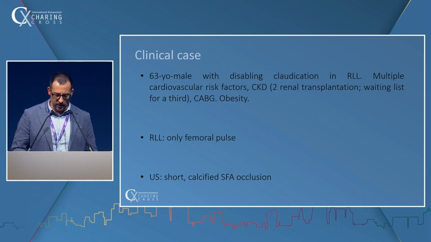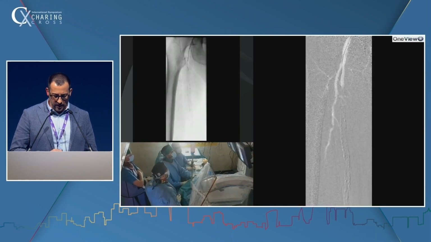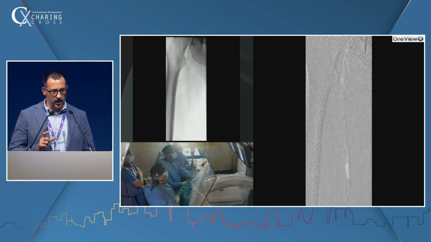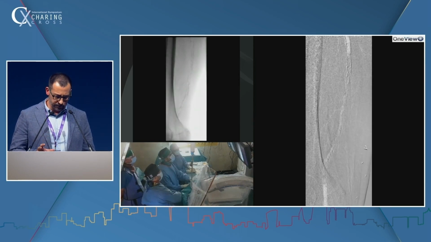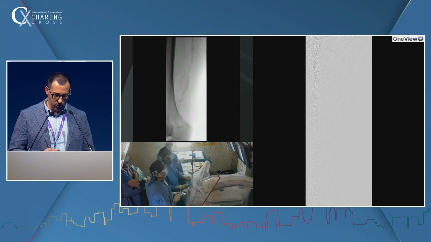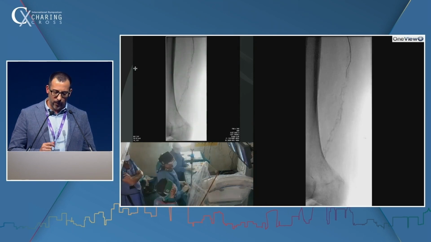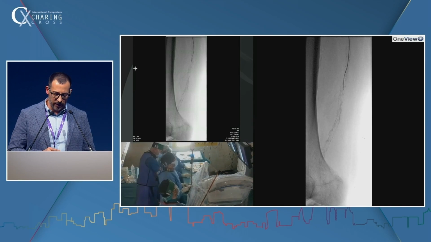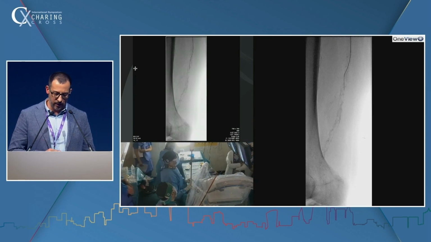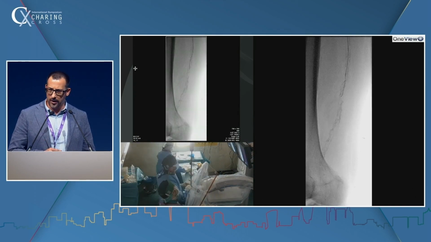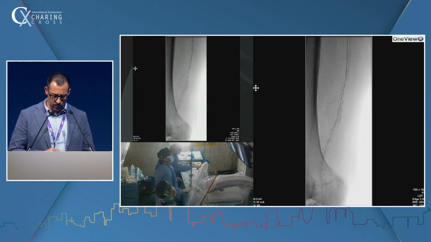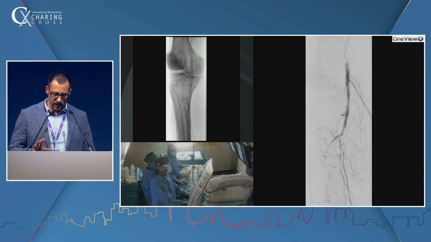This is a patient with disabling claudication, multiple cardiovascular risk factors, 2 renal transplantations, and on the waiting list for a third. This is a basal angio, CO2 angio, where you can see a calcified occlusion and significant disease in the SFA. We tried to recanalize intraluminally using a CTO guide wire, but we couldn't. We exchanged the guide wire for a narrow loop to recanalize.